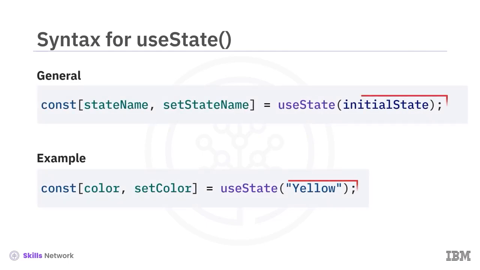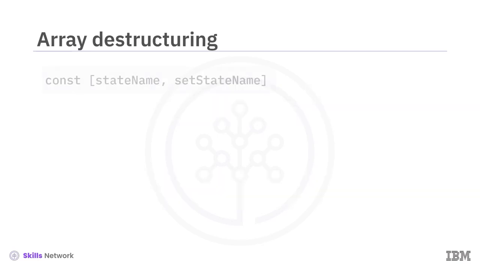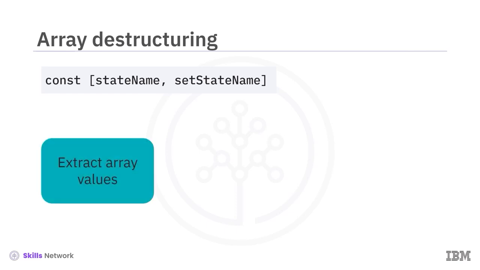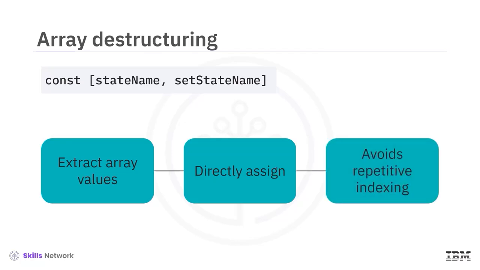You call the useState function and pass in the initial state as a parameter. Assign the return value to a const array variable. The array has two values, the state name and the state name prefixed with the keyword set. Let's take a closer look at each of these tokens. This syntax uses array destructuring for the const variable. Array destructuring allows you to extract values from an array and assign them to individual variables. Using this feature to assign variables with an array simplifies your code when accessing array elements by avoiding repetitive indexing.